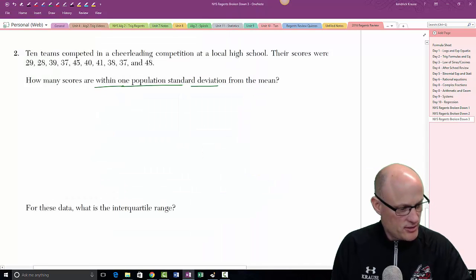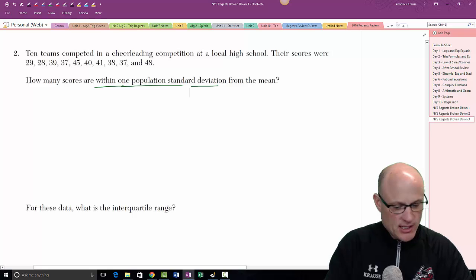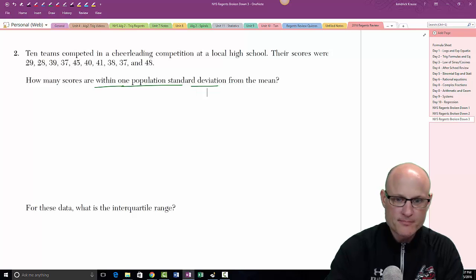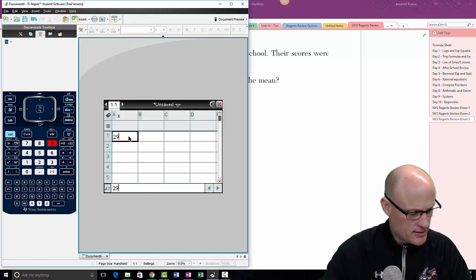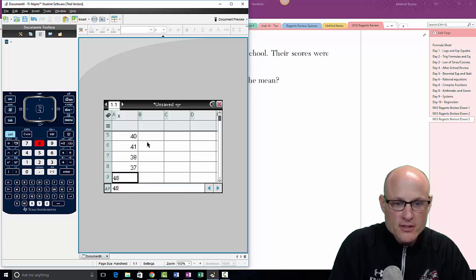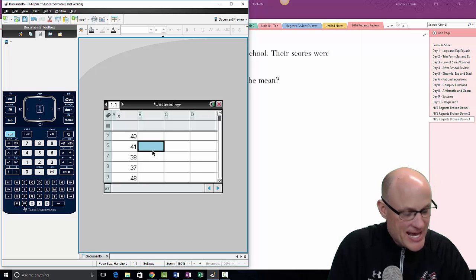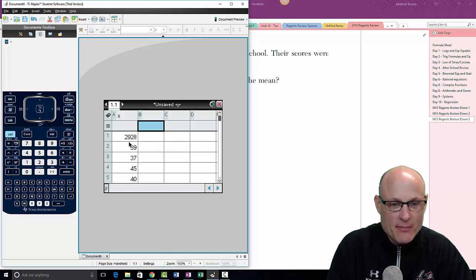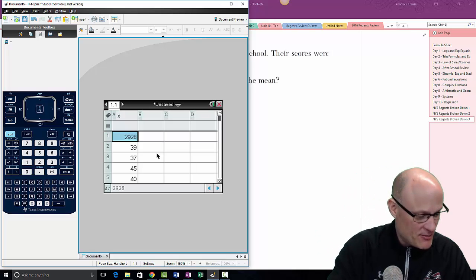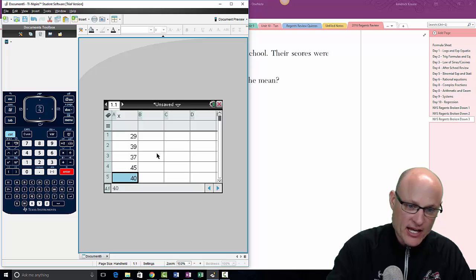So I'm going to look down on my sheet. Let's see. 29, 28, 39, 37, 45, 40, 41, 38, 37, and 48. So there's 9 scores. Oops, it said 10. Notice I only got to 9. Once again, I made a mistake. All right, so that one should be 29. And then I'll just add one at the end.